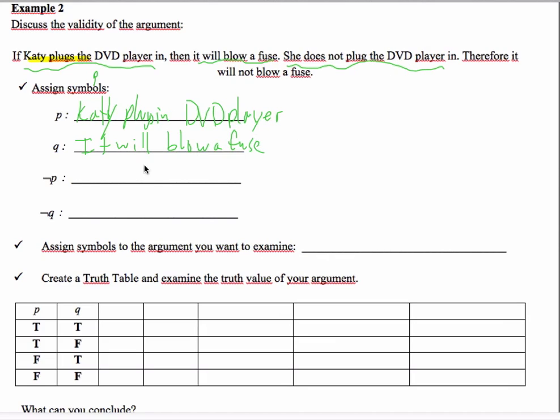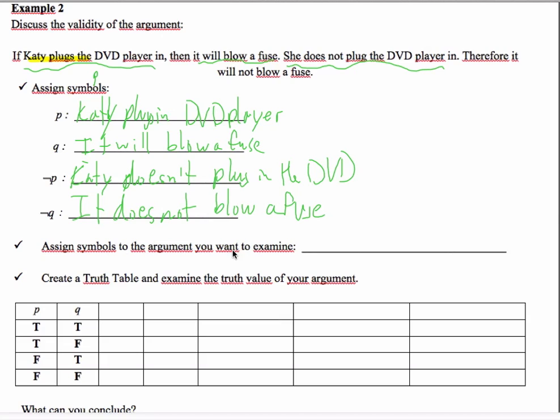We're going to get to that in a second. Now we're going to look at not Q. Not P is obviously Katie doesn't plug in the DVD player. And not Q is it does not blow a fuse.